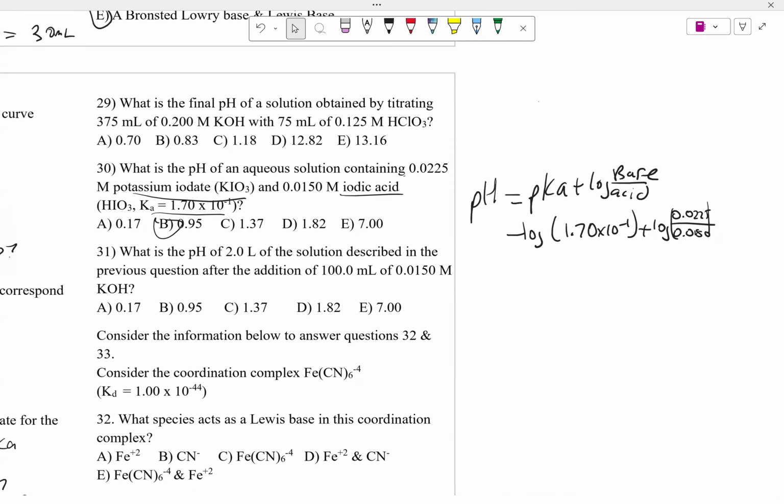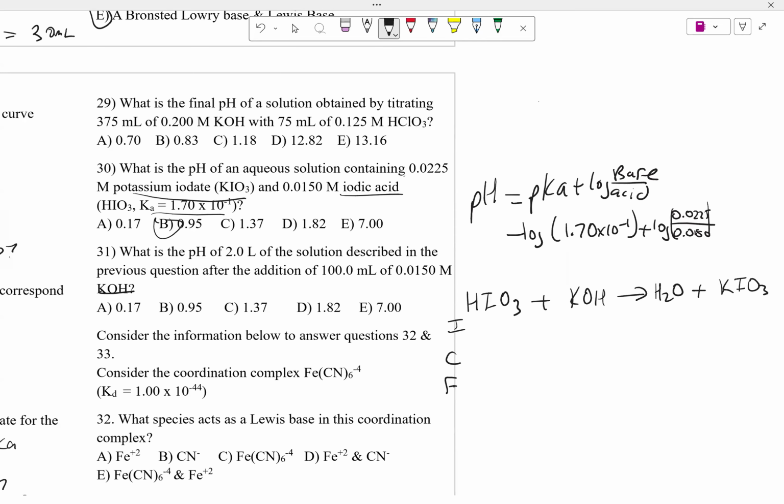With this, we see we're adding KOH, so that's a strong base. We're going to react that with the acid, which is HIO3. I like to write out the reaction first: KOH produces water and KIO3. And we're going to do an ICF chart with this.